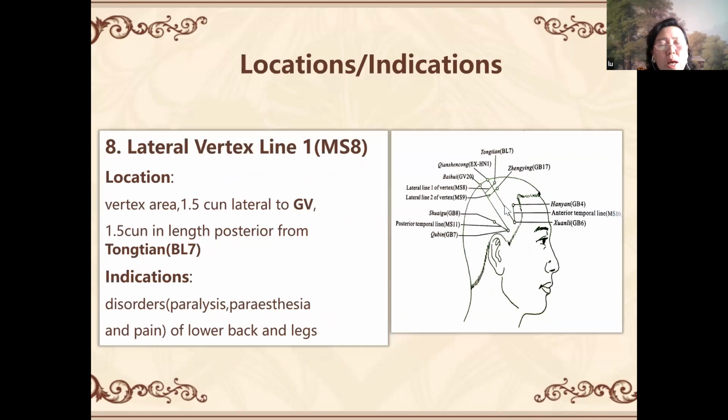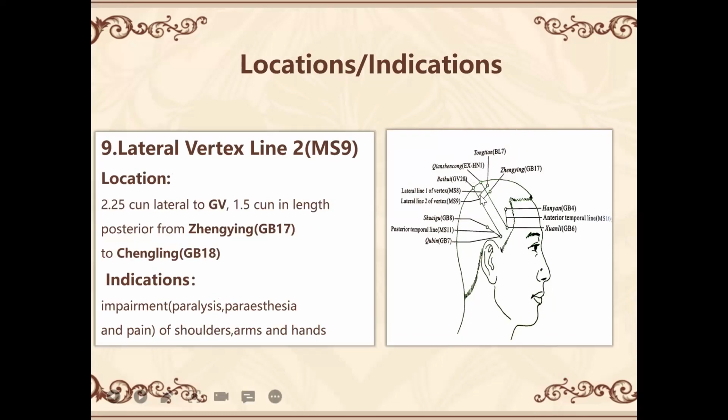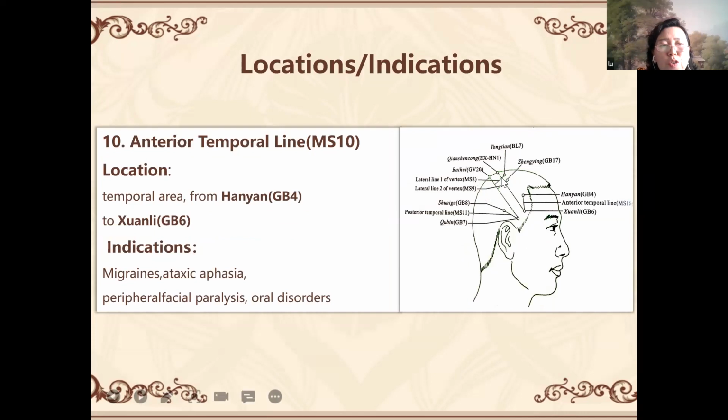The next one is MS8. So the name is lateral vertex line 1. And this line locates on the vertex area. It's 1.5 cun lateral to GV and 1.5 cun in length posterior from Tongtian here. So this line is used for treating the problem of migraines, ataxic aphasia, peripheral facial paralysis, and oral disorders.